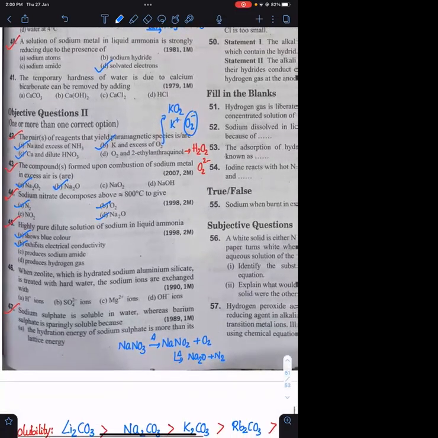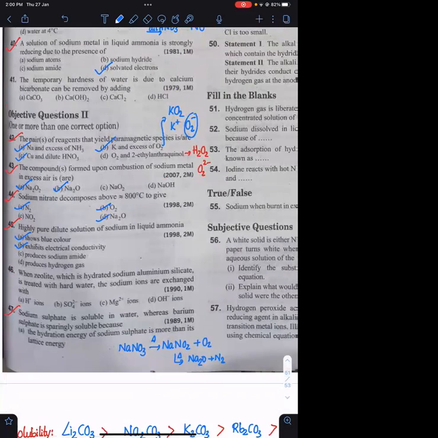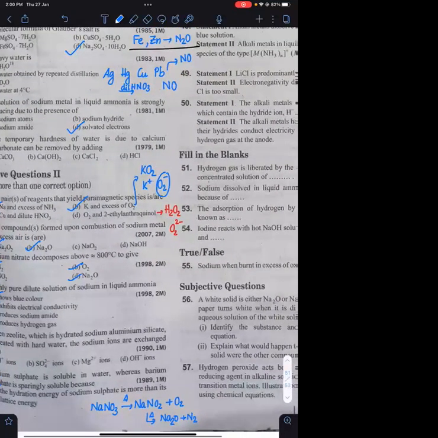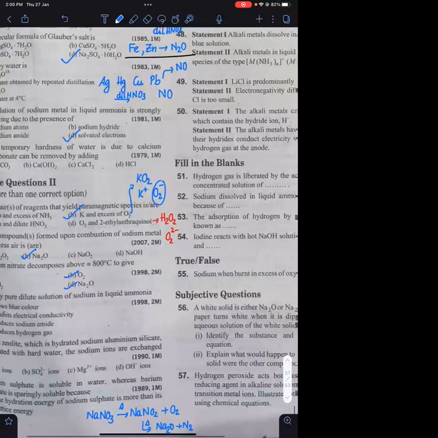Sodium sulfate is soluble in water, whereas barium sulfate is sparingly soluble. Because sodium sulfate soluble हो रहा है, मतलब उसका hydration energy dominant होना चाहिए. So hydration energy of sodium sulfate is more than its lattice energy. सही है. यहाँ पे the lattice energy of barium sulfate is more, तभी तो insoluble हो रहा है.